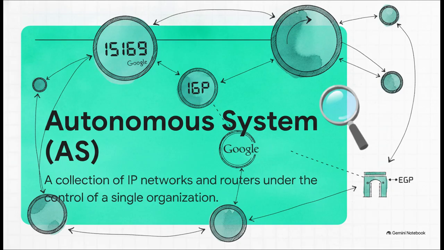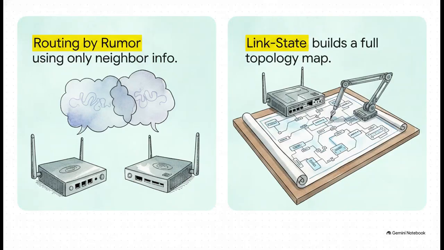between different autonomous systems. Now, we really need to highlight the difference in how these internal protocols function under the hood. On one hand, you have distance vector protocols. These are often called routing by rumor. Why? Because in this model, routers only know what their directly connected neighbors tell them. They just know the distance and the direction. That's it. On the other hand, we have link state protocols. These are way more comprehensive. They require every single router in the area to independently build an identical, complete mathematical map of the entire network and then calculate the shortest path themselves.